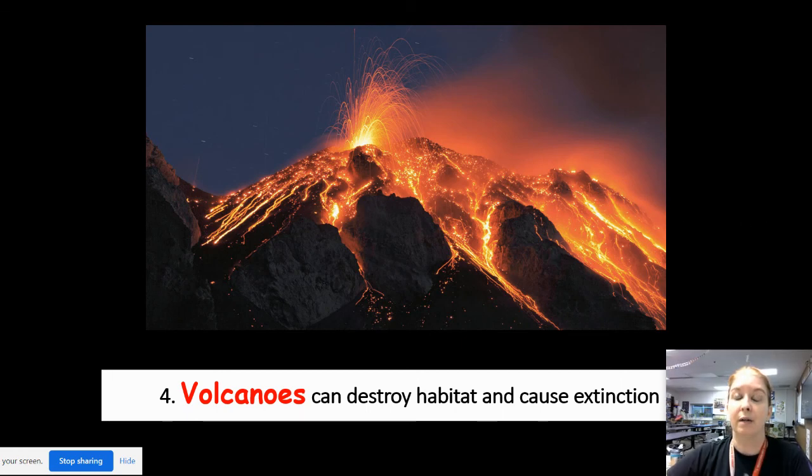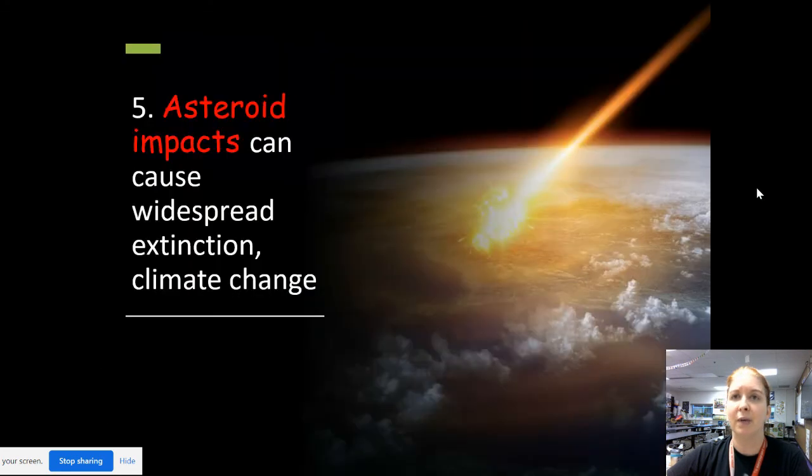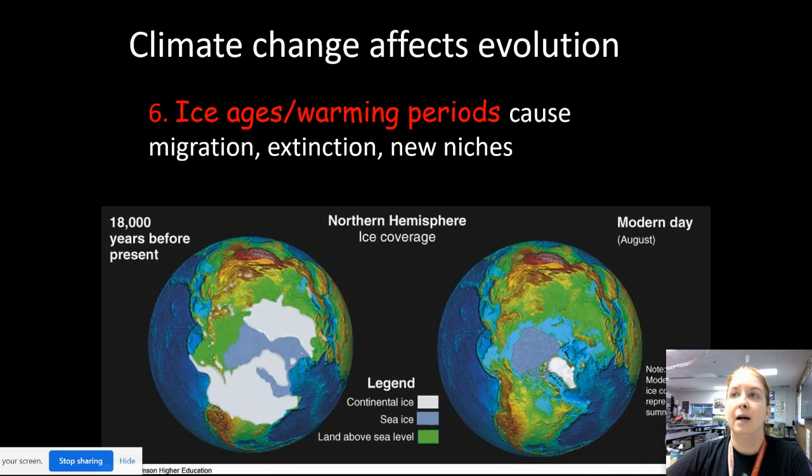This happened in Hawaii 2 years ago when the volcanoes were pretty bad there. Asteroid impacts can cause widespread extinction and climate change. Ask the dinosaurs. And then climate change also affects evolution. So this is the last one. Ice ages and warming periods cause a lot of migration, cause extinction, and cause new niches to happen, which something will fill. Might not be something we want, but something will fill it.